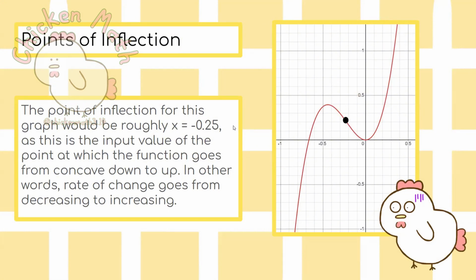Okay, so here we have a cubic function. So at the black dot, the function changes from concave down to concave up. So that's our point of inflection. Here it's roughly at x equals negative 0.25.